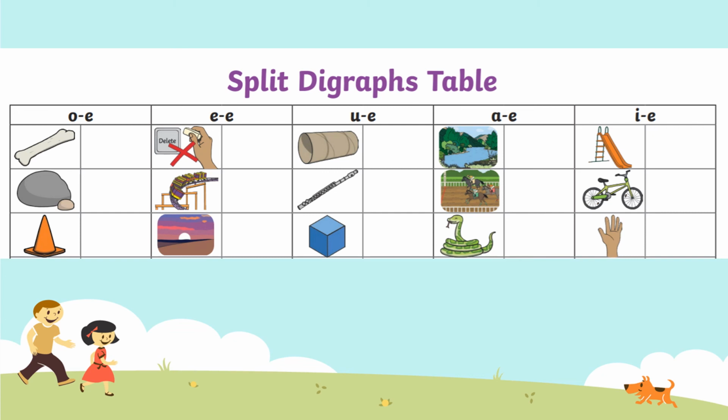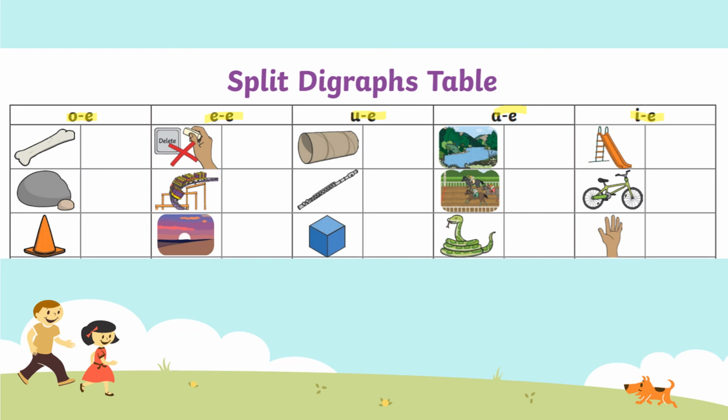Now I've got a little job for you. All of the different split digraphs that we've had a go at, I want you to see if you can write the words that belong to these pictures. So it tells you at the top which split digraph you're going to need for each column. So you'll know already which sound you need. So you can have a look and decide which word it is and then how to write it. So we've got a bone there. We know it's b-o-n, but we know the O sound is going to be made with the split digraph.